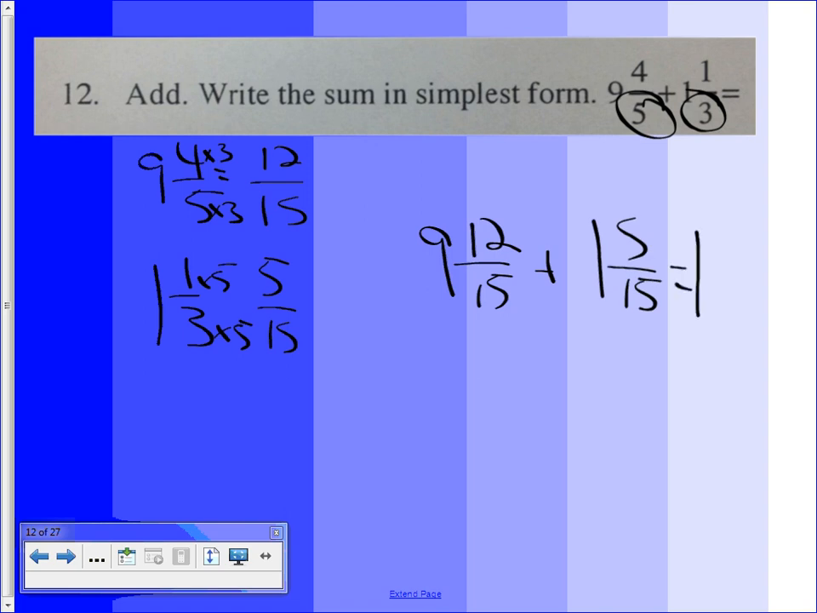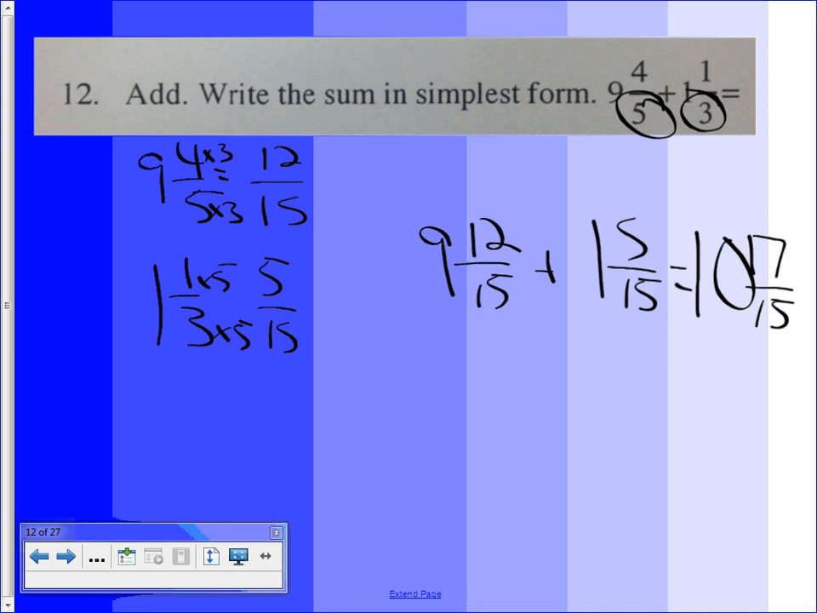9 plus 1 is 10. 12 plus 5 is 17 over 15. Now, if you leave the answer like this for the test, it's not going to be correct. You can't leave an improper fraction and a mixed number alone. You have to change it to a mixed number.